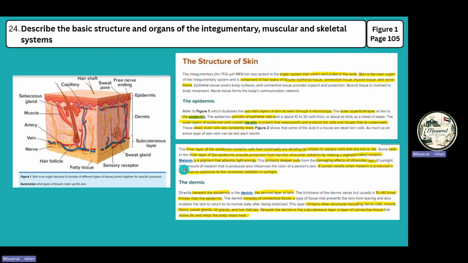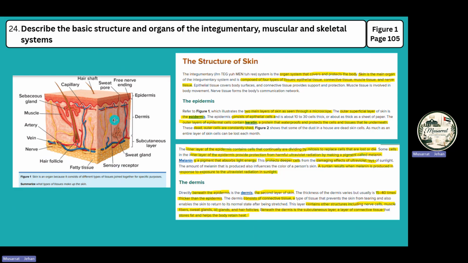Then in the inner layer of the epidermis, there is a special pigment called melanin, which provides protection from harmful ultraviolet radiation. Melanin is a pigment that absorbs light energy. It protects the deeper cells from the damaging effect of the UV rays of sunlight. When there is more exposure to UV rays, more melanin is produced, and this results in a suntan. If you go out in the sun for a long time, you get tanned because more melanin is produced. Then below the epidermis, just beneath it, is the dermis.